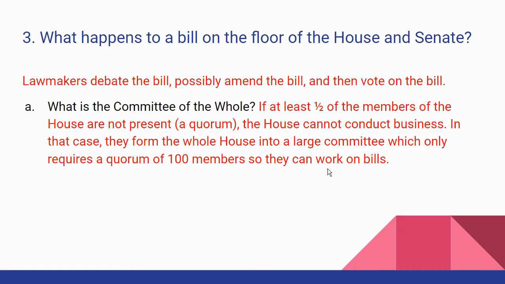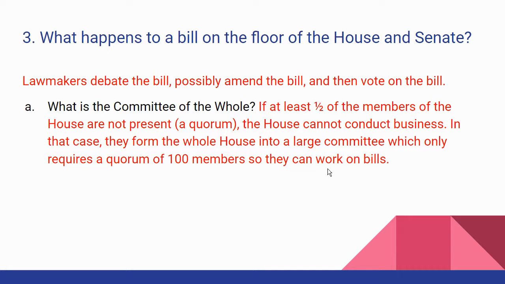Well, that doesn't happen very often, because sometimes they're out of town for work in their district. Sometimes they're in committee meetings, or they have other things going on. So it's really challenging to get 218 members on the floor of the House for work, because they just have so much else to do. And so what they'll do is they will then form themselves into a committee of the whole. Okay? And the quorum number for that is 100. So as long as you have at least 100 representatives on the floor, you can form the committee of the whole.